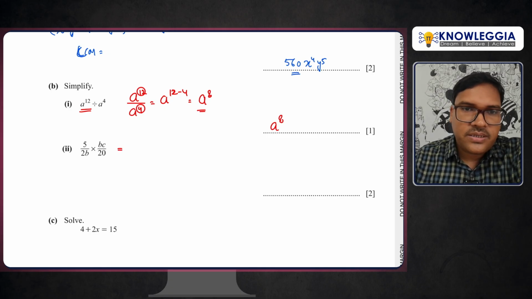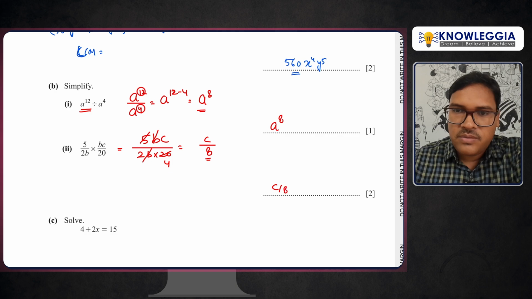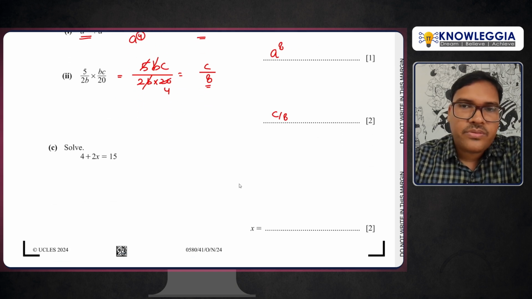Now you can clearly see this is 5bc upon 2b and 20. There is a common factor of b which we can cancel, and I can cancel a common factor of 5 here, which is 4. So this is c upon what is remaining, 8. So what is the answer? This is c by 8.